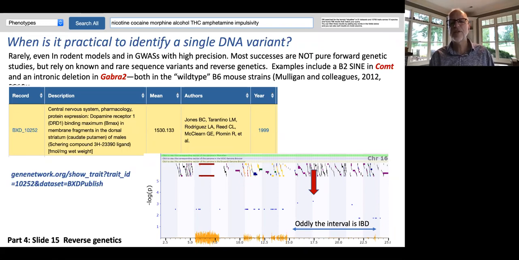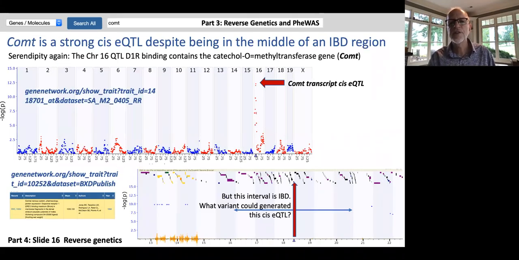We've mapped a trait related to dopamine, a monoaminergic trait, into an interval that happens to contain the catechol O-methyltransferase gene, which is right where that red arrow is. Actually, it's a little bit off from where that arrow is. Here is the catechol O-methyltransferase trait in that IBD region. This is a region that's identical by descent, and yet we have this huge cis-QTL here.